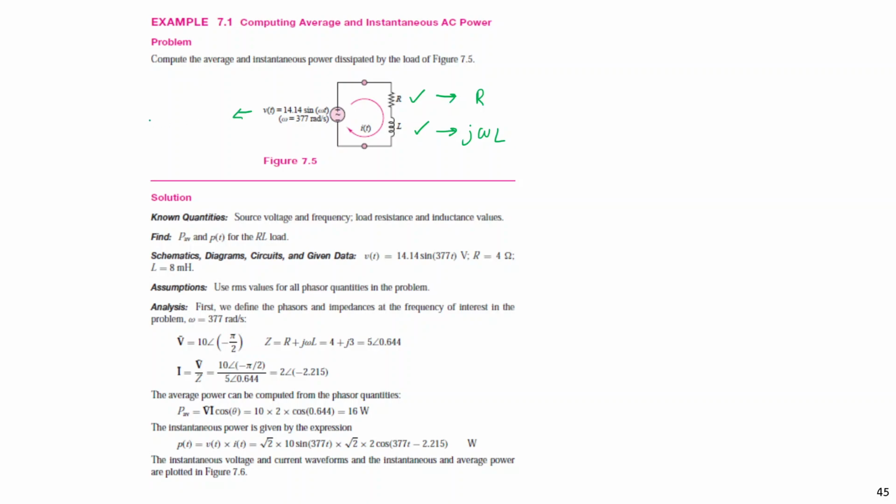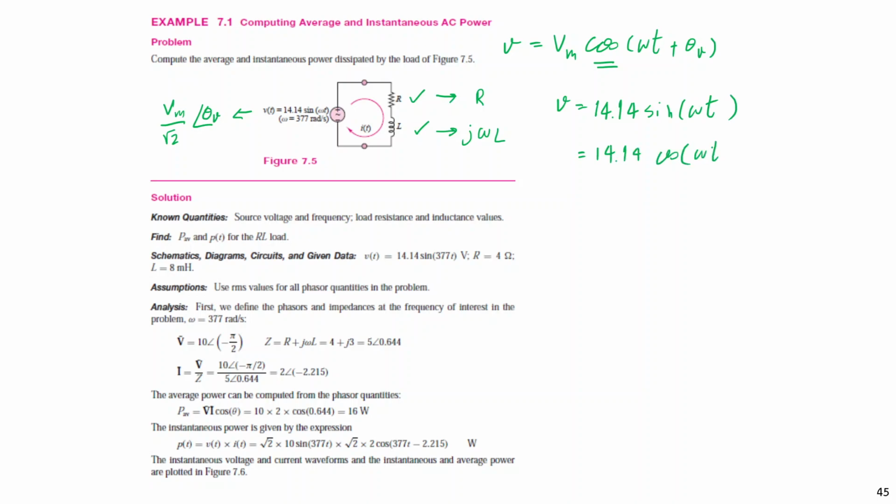And for the voltage, we transform into V max divided by square root 2 with angle theta V, right? Okay. So we consider cosine as reference, right? V max cosine omega t plus theta V, right? This function is for cosine as reference, right? In this case, the voltage is in this form, right? V is 14.14 sine omega t, which means that is 14.14 cos omega t minus 90 degree, right?